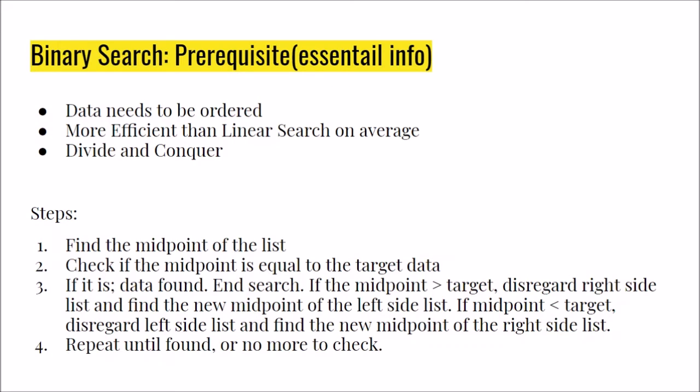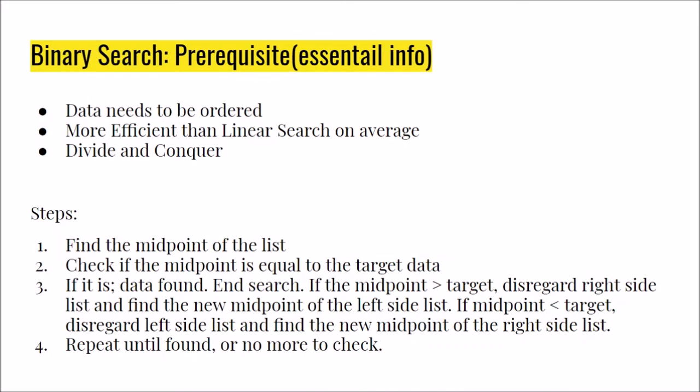So if we had a number list, all 1 to 20, where the midpoint is 10, and our target was 5, if the midpoint, which is 10, is bigger than our target, which would be the case, then we're going to disregard that whole right side of the list, because all numbers more than 10 are obviously going to be irrelevant. And we know that our target data is not going to be in there. And vice versa, if it's the other way around, then we're going to disregard that whole left side, and we can only look at the right side.